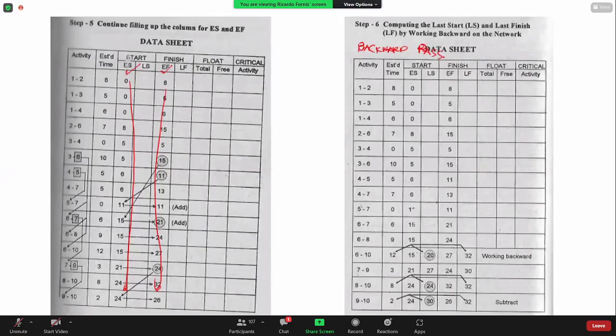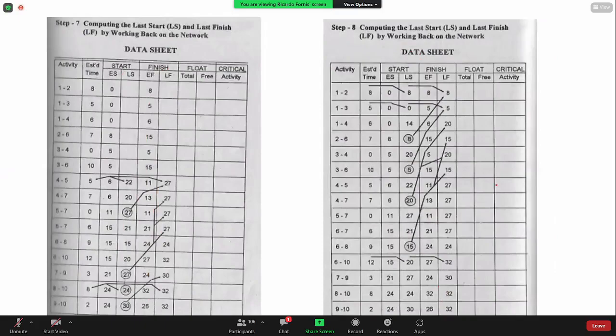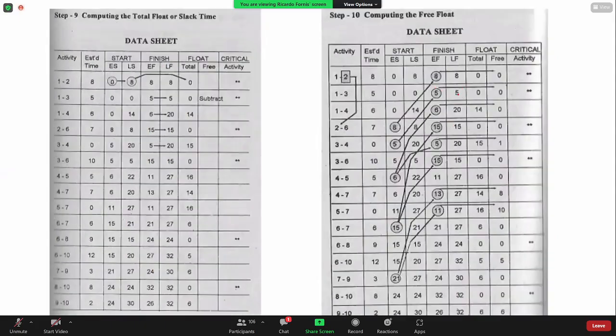Backward pass. Then you start at the top. Backward, meaning from the end. So solve for the late finish and the late start. Okay, then until it is filled in at the top. So then the float.